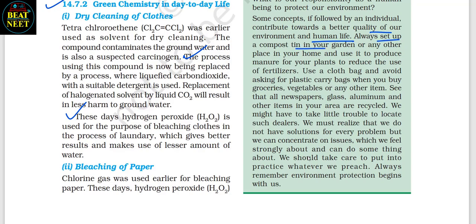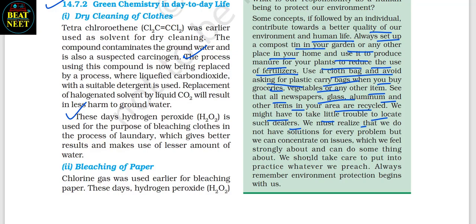Always set up a compost tin in your garden or any other place in your home and use it to produce manure for your plants to reduce the use of fertilizers. Use a cloth bag and avoid asking for plastic carry bags when you buy groceries, vegetables, or any other item. See that all newspaper, glass, aluminium, and other items in your area are recycled. We might have to take a little trouble to locate such dealers.